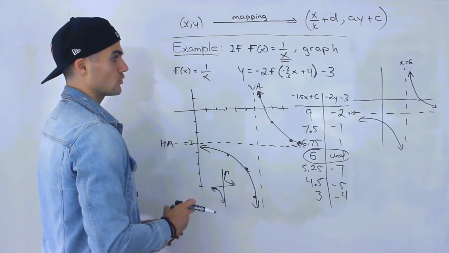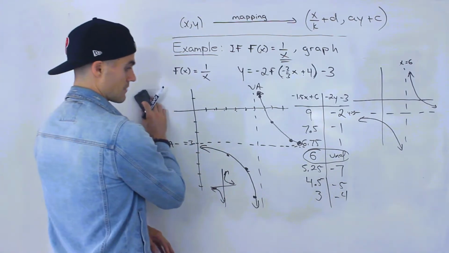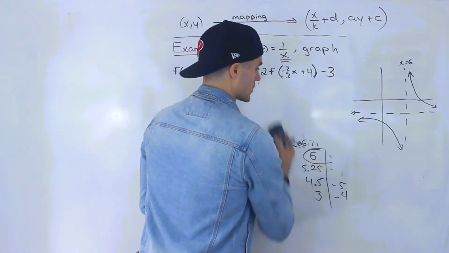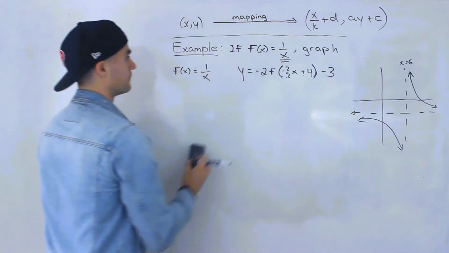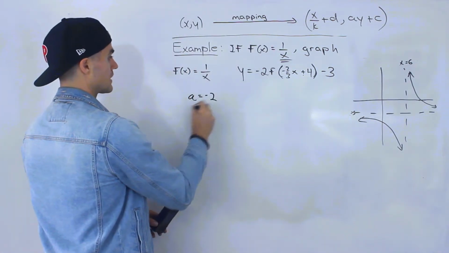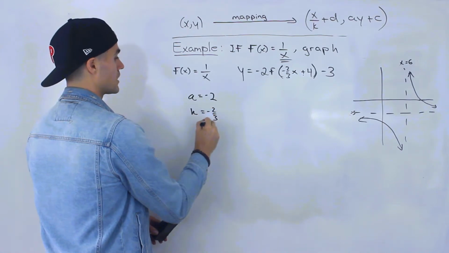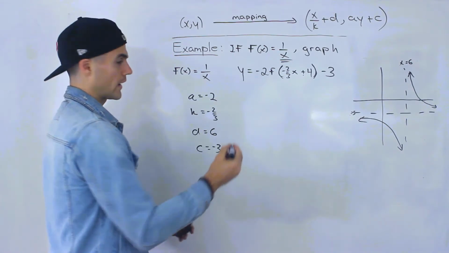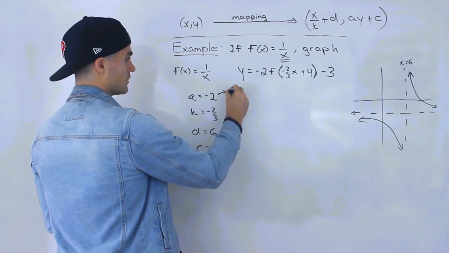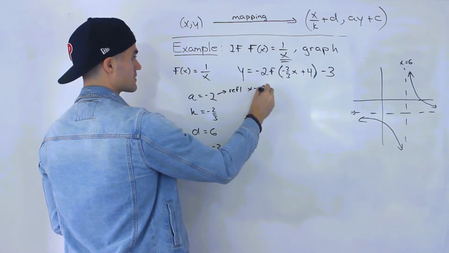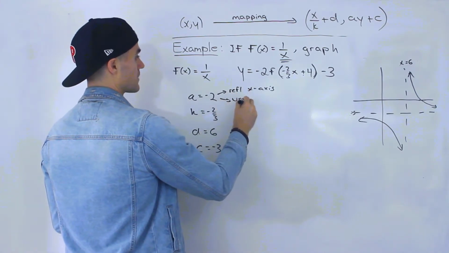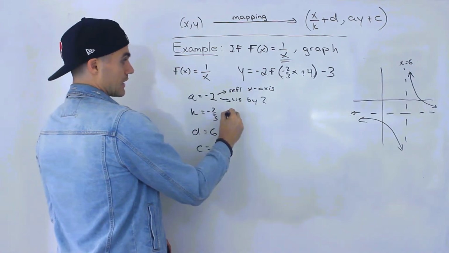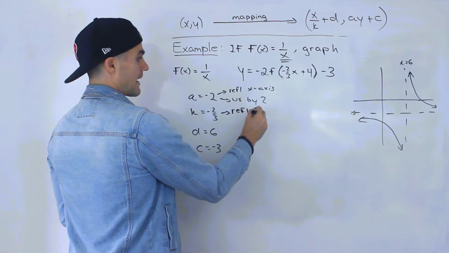Okay, and you can go through these transformations. So I'm going to erase this main graph here, and then let's talk about some of these transformations. So the a value was -2, the k value was -2 over 3, the d value was +6, and then the c value was -3. What happened here? Well, there was a reflection in the x-axis, because the a value is negative. There's a vertical stretch by 2. This one's a little tricky. So it's negative, so there's a reflection in the y-axis.